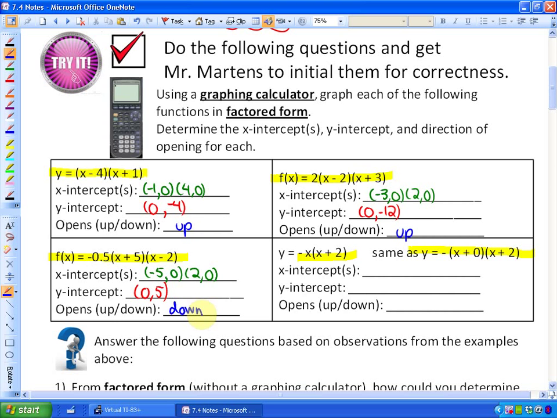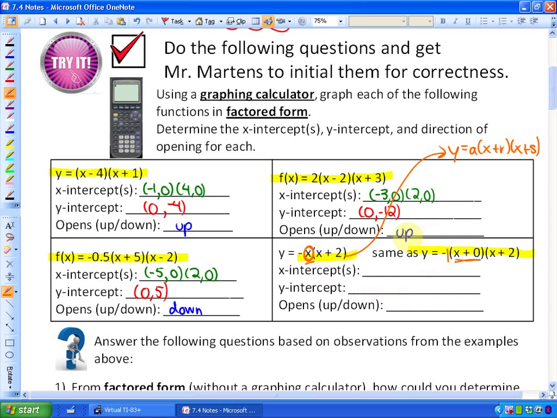Now what we noticed here is in this fourth one it says y is equal to negative x times x plus 2. And what you might notice is that that doesn't look like factored form. Factored form tends to look like y is equal to a times x plus r times x plus s. So we like to have a coefficient and two sets of brackets. So what you might want to do in this question is make the coefficient negative 1.